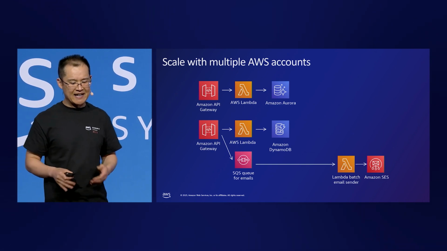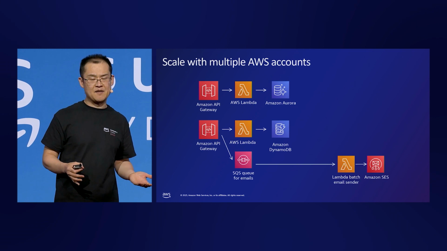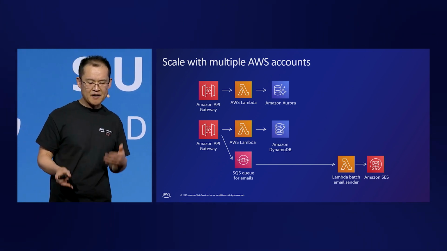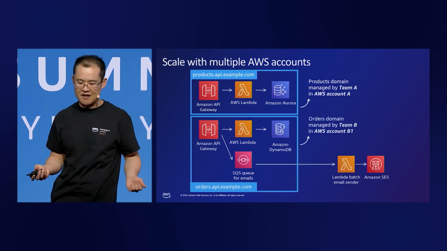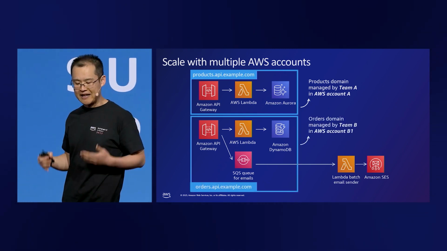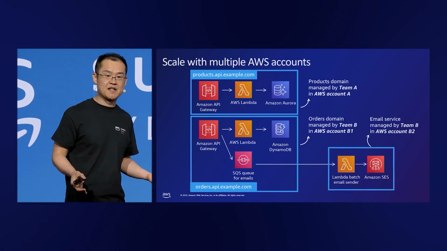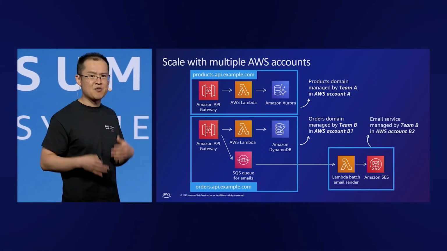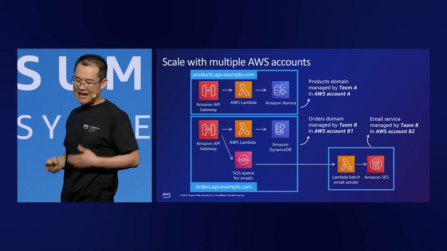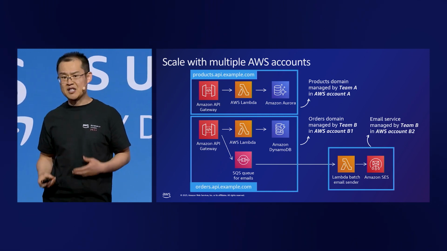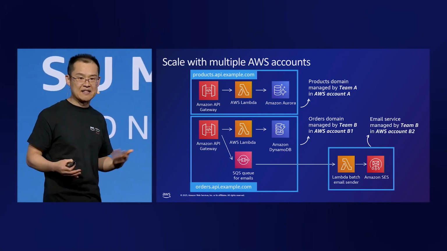In this simplified example of an e-commerce application, we can have product-related services managed by Team A running in AWS account A. And we can have order-related services managed by Team B running in AWS account B1. And email notification services also managed by Team B, but running in AWS account B2. This setup allows Team A and Team B to manage their own dedicated service quota without the unnecessary inter-team coordination.